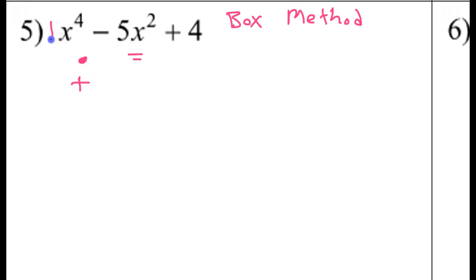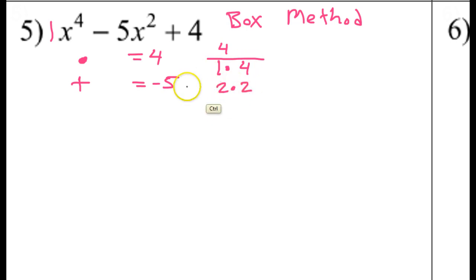The product is A times C, so the product is 4. The sum is the B value, which is going to be negative 5. Now, I start with the product, which is 4, and I start making a list of all of the ways I can multiply and get 4. Well, it's going to be a short list. It's either 1 times 4 or 2 times 2.